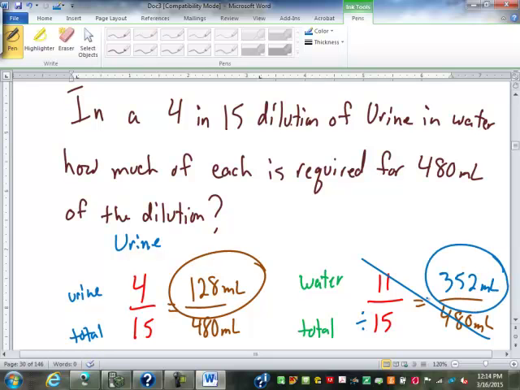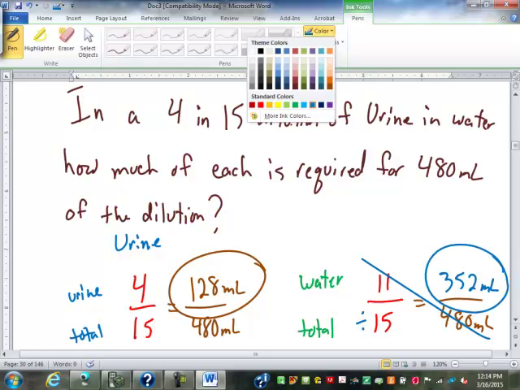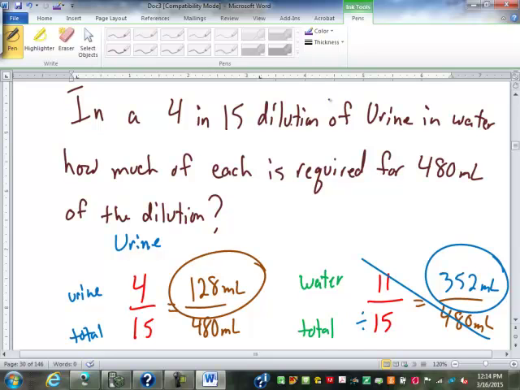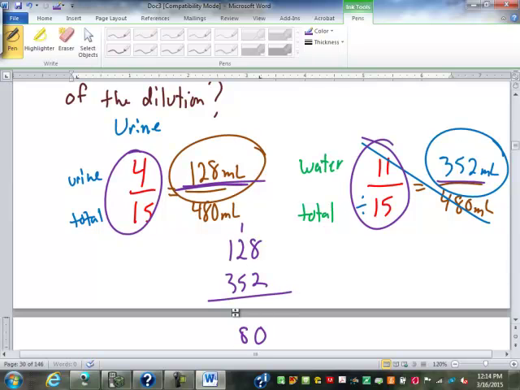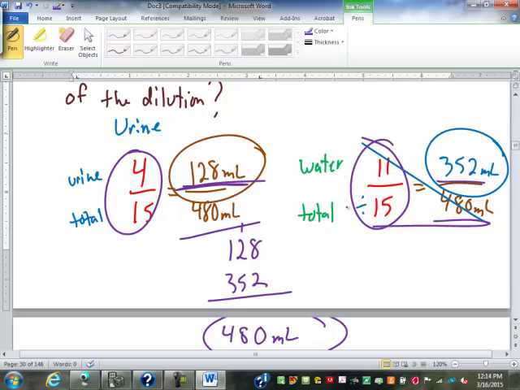The reason I like to set it up this way is now I can go back and double check my calculation. If I did these 2 ratios correctly, and if I cross multiplied and divided correctly, these 2 numbers, the 128 and the 352, should add up to my total solution of 480, and they do. So that's just another way of double checking your calculations.